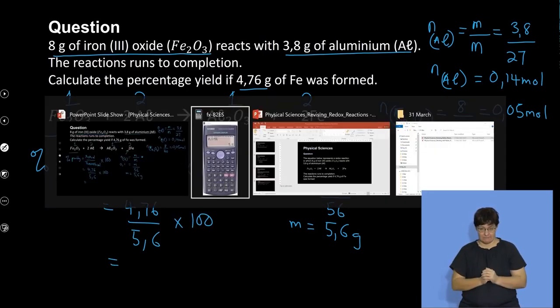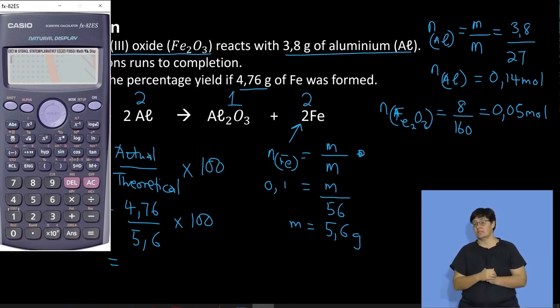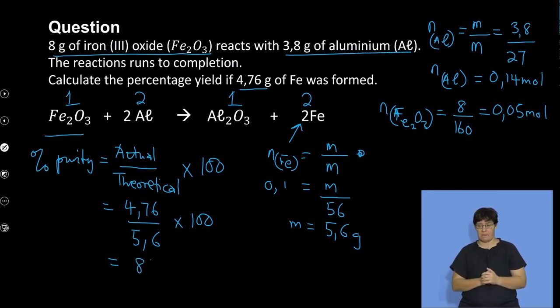So if we go to our calculator, what do we have? We've got 4.76, which is what was actually formed, divided by what we expected from the stoichiometric ratio, which is the theoretical, 5.6. Then we multiply that by 100. This is going to give us the percentage purity. If we can quickly go back and correct that, so that's 5.6. This gives us 85% purity. It means that in this sample of iron, 15% of the sample contains impurities.